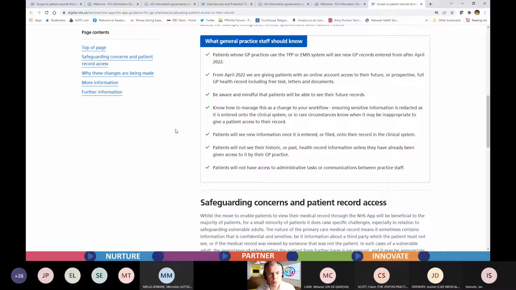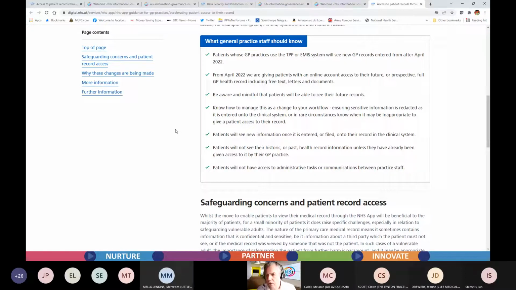So on their online accounts, which will predominantly be accessed through the NHS App, but as I understand it, one thing that I think has changed is that other online systems as well will essentially do the same thing. So if you have the System 1 online app, the practice I'm registered at uses System 1, and as well as the NHS App, I've got the System 1 app. It will also be available through that, and any other online system that the patients use. And they will see the full GP health record, as it says there, free text, letters and documents. So from a practice perspective, practices need to be aware that patients will be able to see their future records.